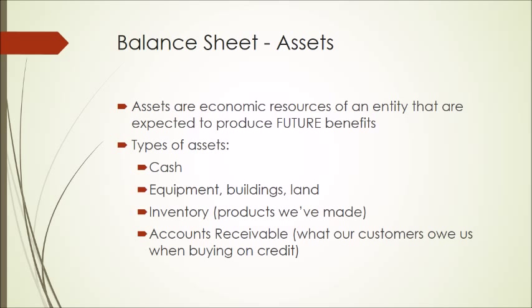And then accounts receivable, what our customers owe us when buying on credit. Say company XYZ buys 100 widgets from us, but they don't pay cash up front. We issue them an invoice, and they owe us for those 100 widgets. That's an asset because we expect that we're going to be paid for it.